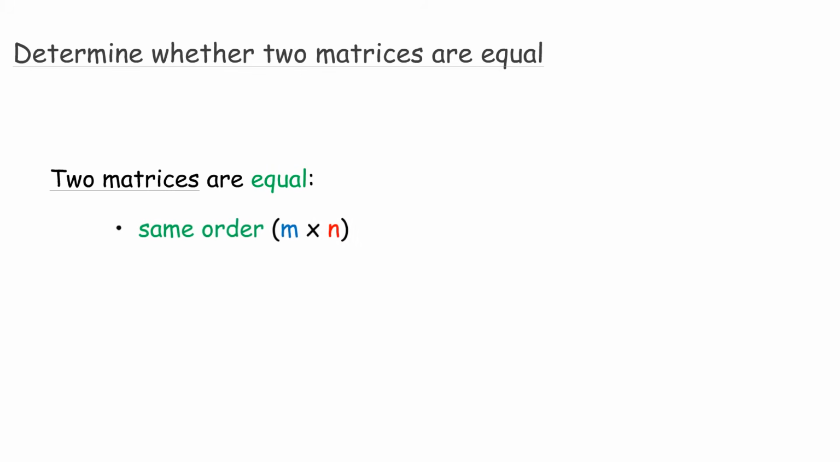Determine whether 2 matrices are equal. Two matrices are equal if and only if both matrices have the same order, m by n, and each corresponding element is equal.